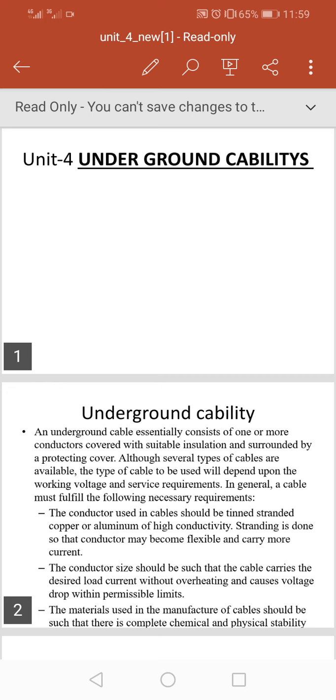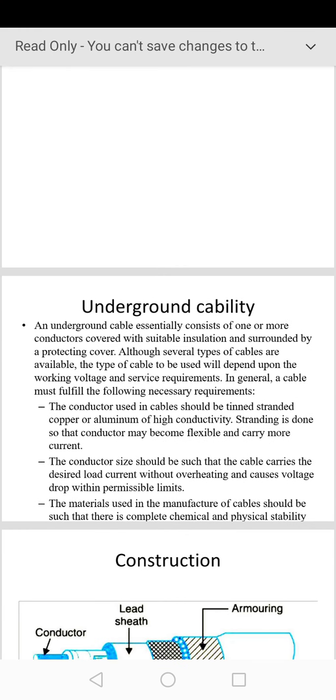Underground cable essentially consists of one or more conductors covered with a suitable insulation and surrounded by protecting covers. Although several types of cables are available, the type of cable used depends upon the working voltage and the service requirements. In general, a cable must fulfill the following necessary requirements.